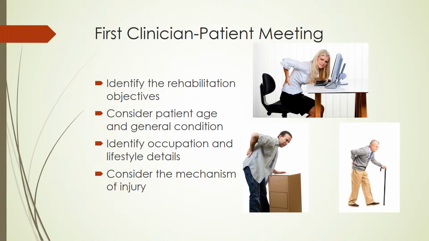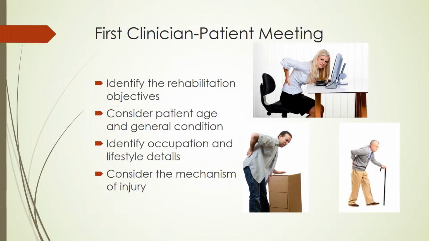You also need to make sure that you identify their rehabilitation objectives. Are they just trying to get back to everyday activity? Do they need to be at a certain level for their job? If they're just sitting at a desk all day, do they just need to be able to get back to doing that? If they have a certain job where they're moving around all the time and moving boxes, that's also something you need to consider. You also need to consider their age and their general condition. Are they really out of shape? Are they in good shape and just have this one acute issue that we can take care of?